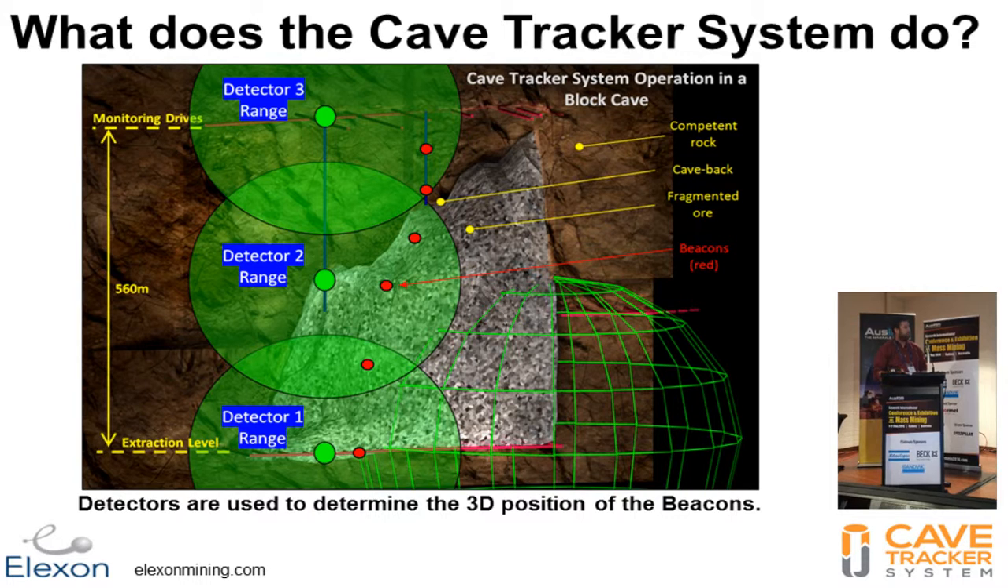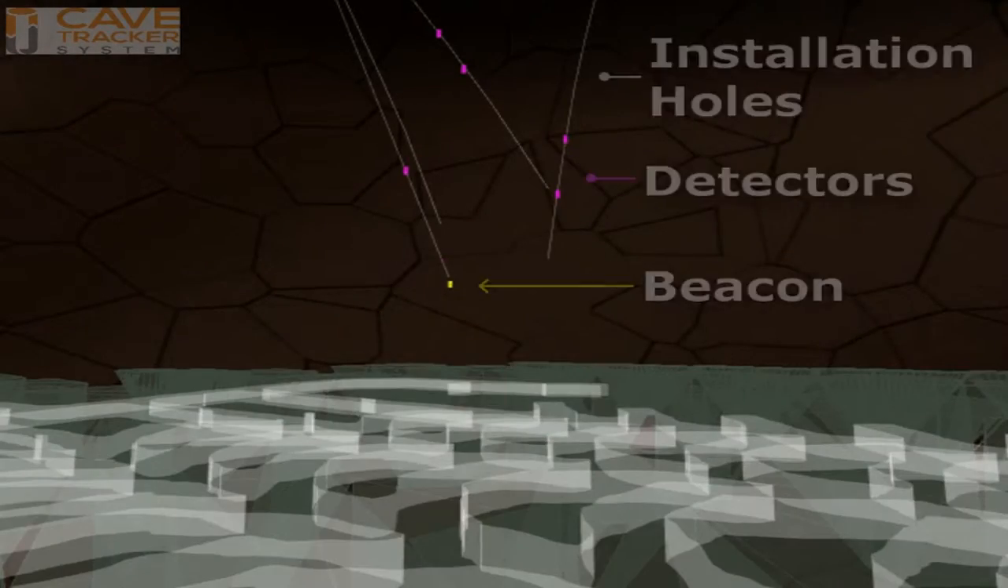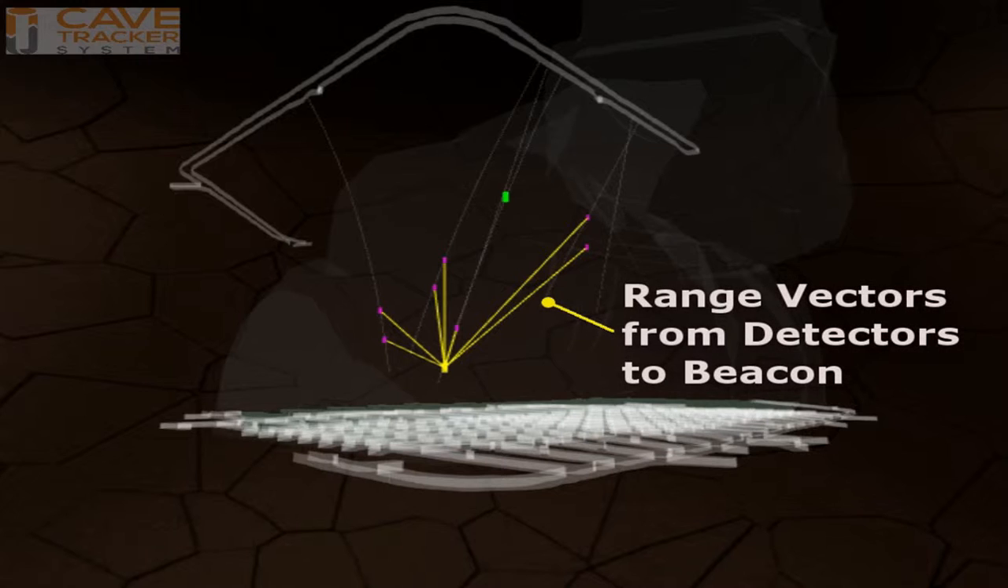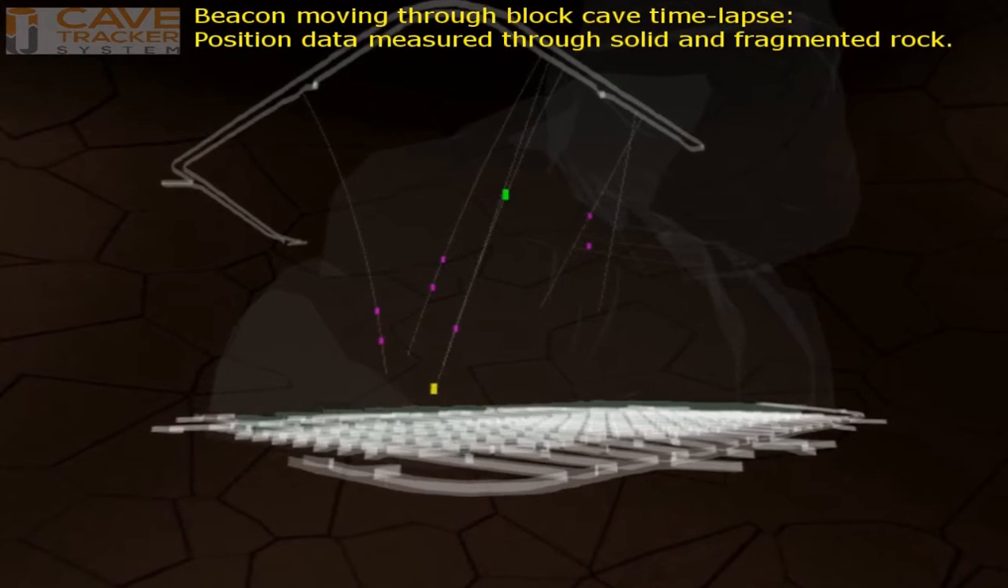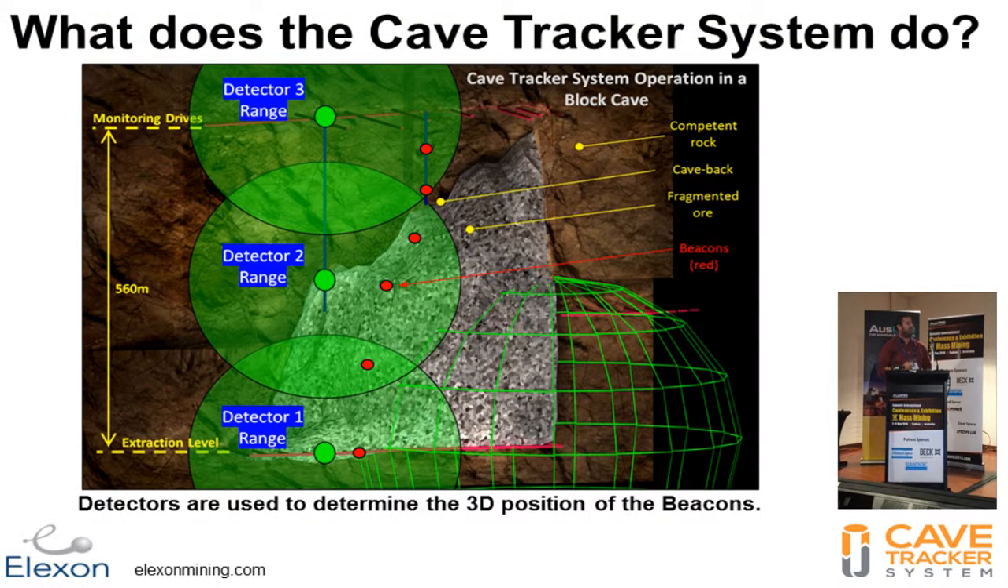So what is the CaveTracker system? The CaveTracker system comprises several components. One of the most important is represented by these red dots, which we call beacons. You embed these within the mine before you start mining. The beacons are designed to travel down through the mine as the cave propagates up and the rock moves down to the draw points. And we can track the 3D positions of these beacons on a daily basis, so essentially in real time in terms of these sort of operations, and measure their 3D positions as they head down to the draw points and eventually report to the draw points.